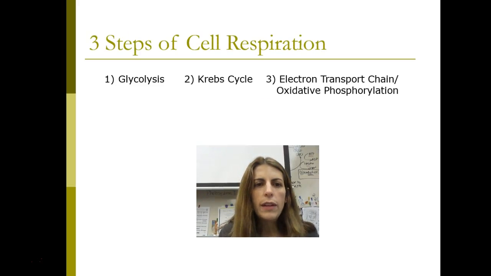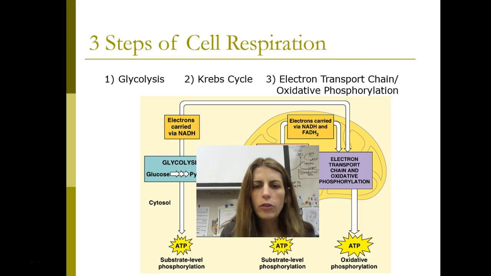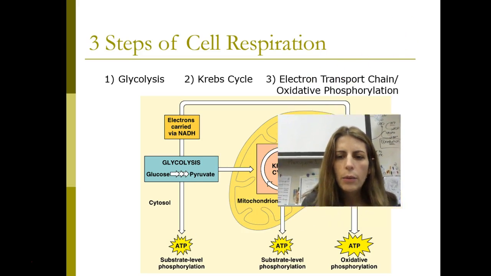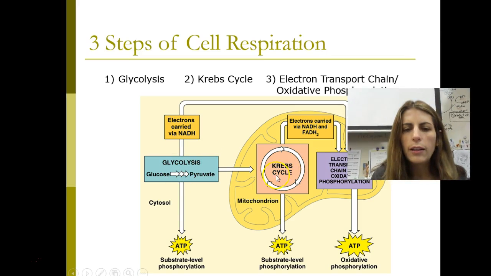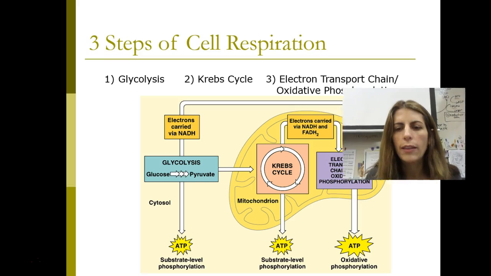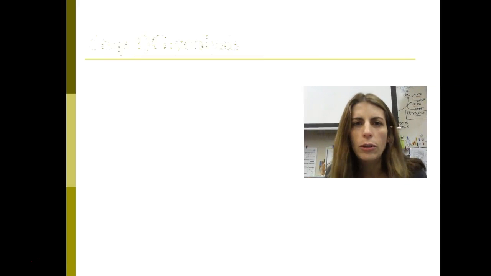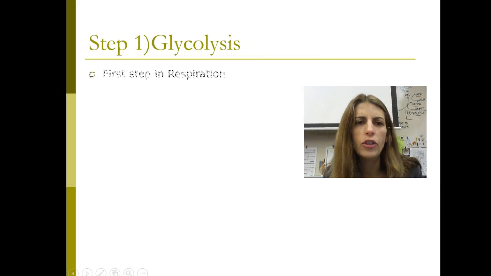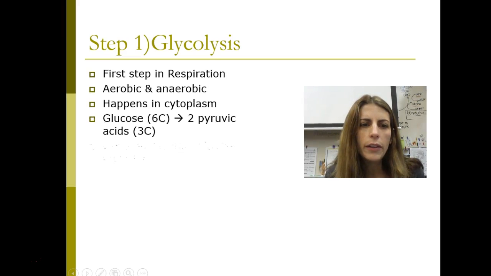Okay, so the 3 steps: glycolysis, Krebs cycle, and electron transport chain. I don't want to spend much time on this because we're going to go through all 3 points. But it starts with glycolysis, moves to Krebs, and then ends with the electron transport chain, which also is involved with oxidative phosphorylation. For your purposes, if you just put ETC, people will know what you're talking about, but understand that that's going to drive oxidative phosphorylation, which we'll talk about in just a minute. But let's start with glycolysis.